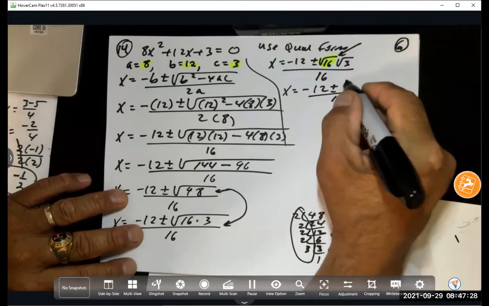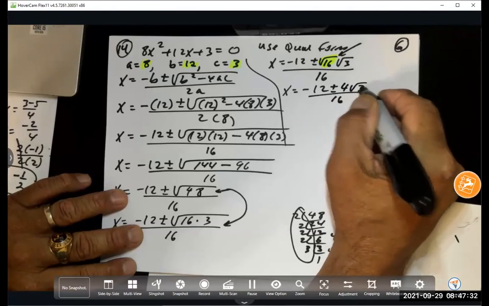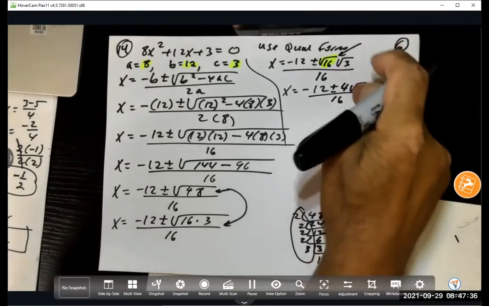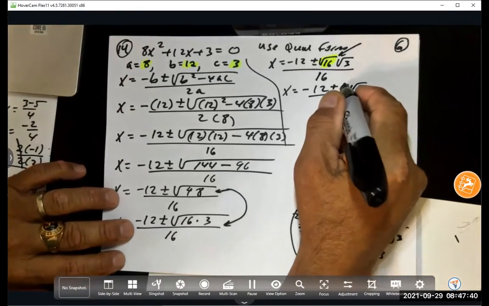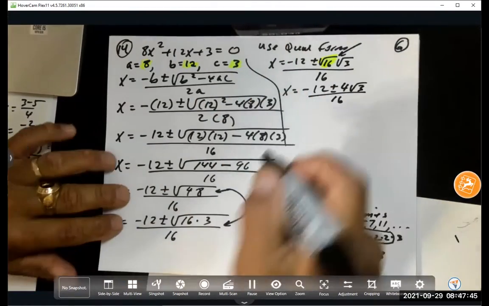The square root of 16 is 4. So I have 4 square root of 3 left on top right here. Now, I'm going to look at what numbers divide 4 and 12 and 16. I think 4 divides all of them, so I'm going to factor a 4 out.